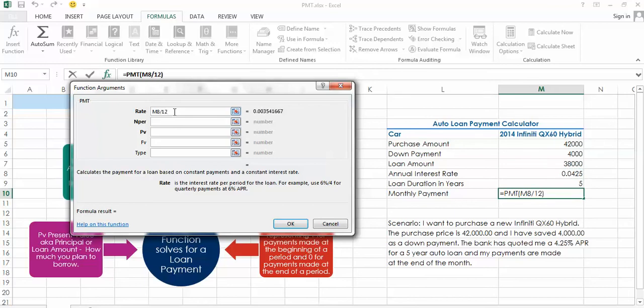And this converts it to a monthly interest rate. Then I go to the NPR field, and this is the total number of payments for the loan. So we have to think our way through this as well. We know that we're paying off our loan in 5 years, but that's not the total number of payments that we're going to make. We're going to make payments each month.